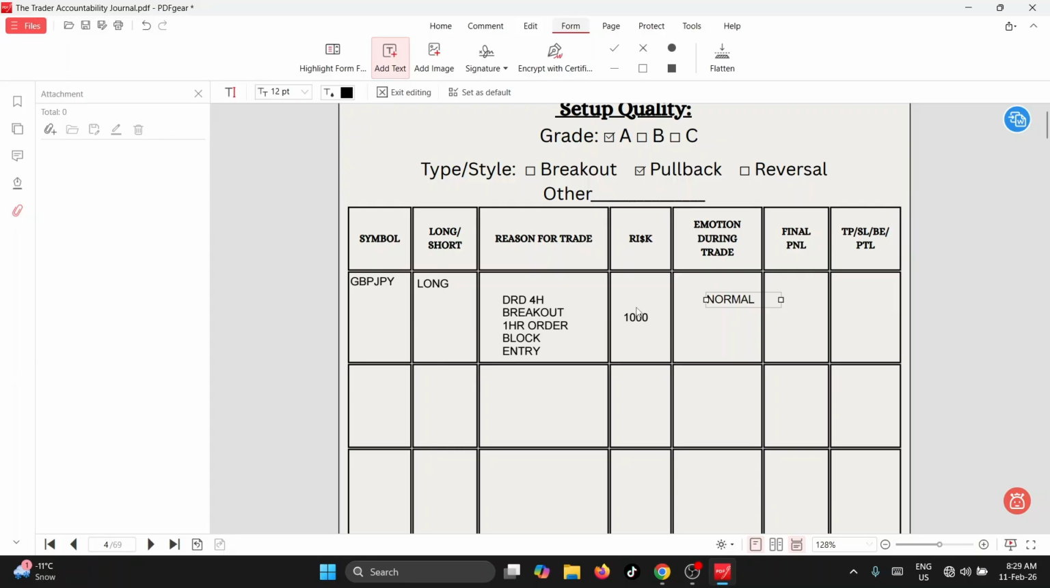Okay. Now moving on, you can say final P&L, TPS. So this is for later. Okay, this is for after the trade has played out.